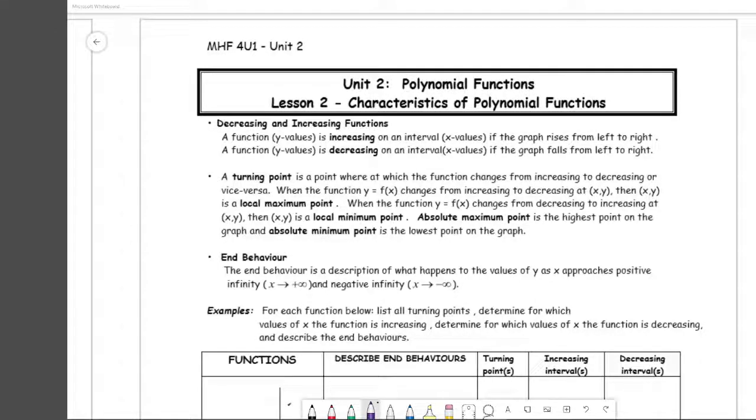This is the second lesson of Advanced Functions Unit 2 about polynomial functions, and this lesson will discuss what some of the major characteristics of those functions are, some of the patterns that we notice, and some of the language that we're going to use to describe polynomials.